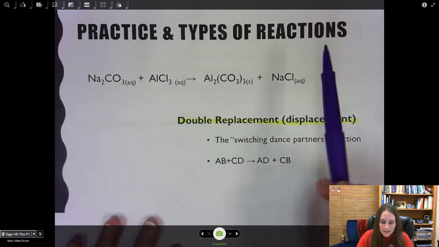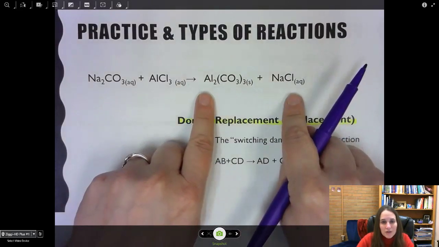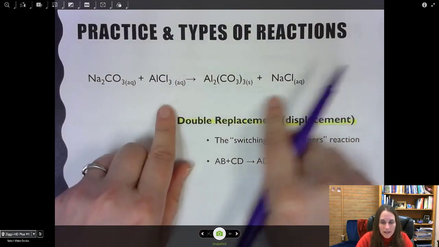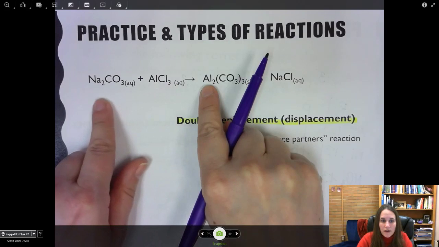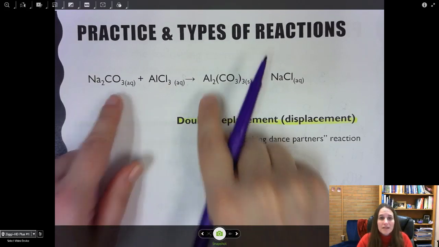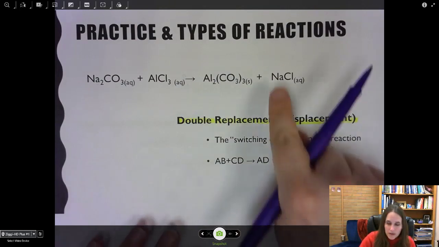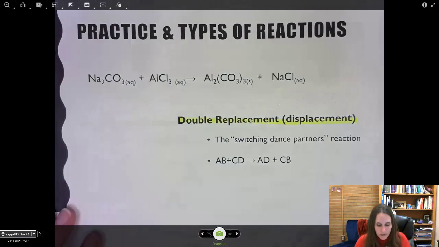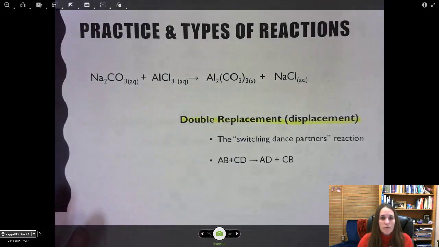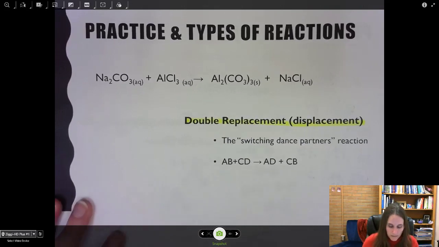But on this side of the reaction, the product side, they've exchanged who they're dancing with. So instead of aluminum being with the negative chloride ion, it's with the negative carbonate. It's still an ionic compound, still a positive attracted to a negative, but it's switched dance partners. And our sodium is now dancing with our chlorine for this double displacement reaction. We're going to talk more about these in the future because they can be potentially pretty cool.